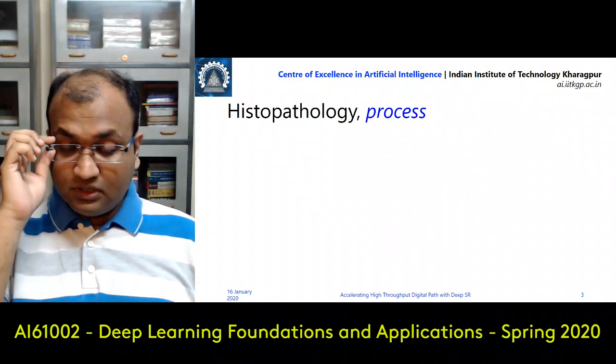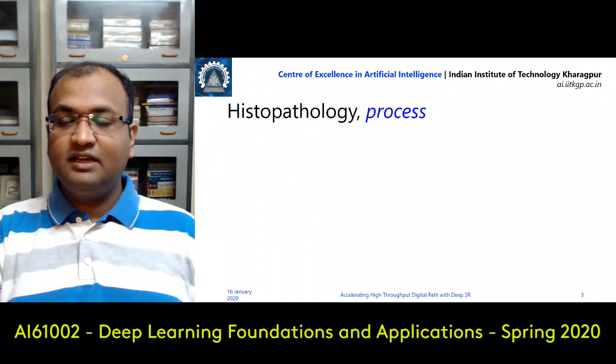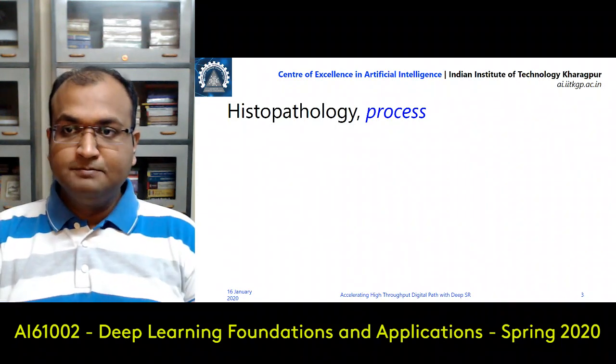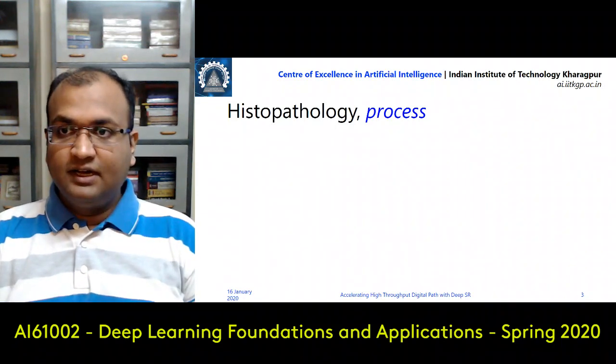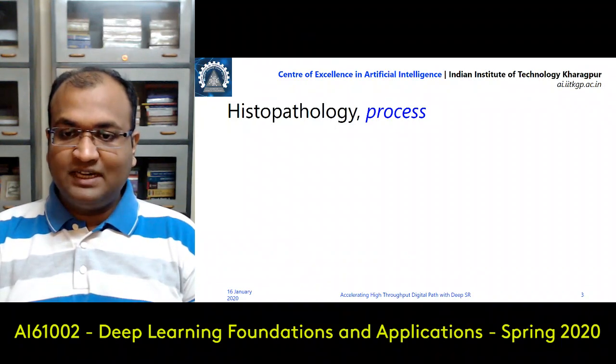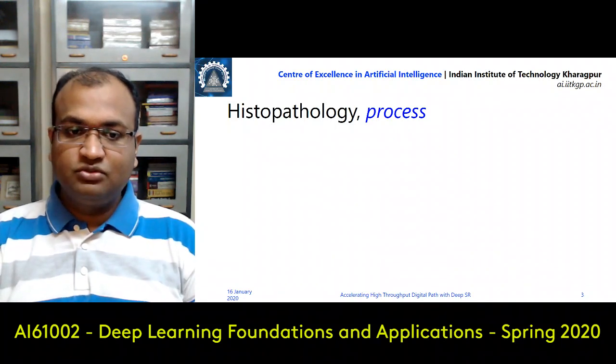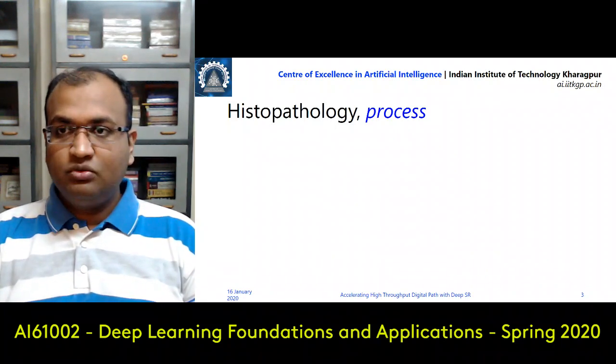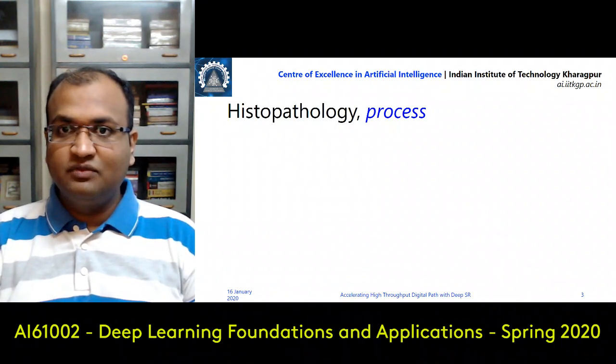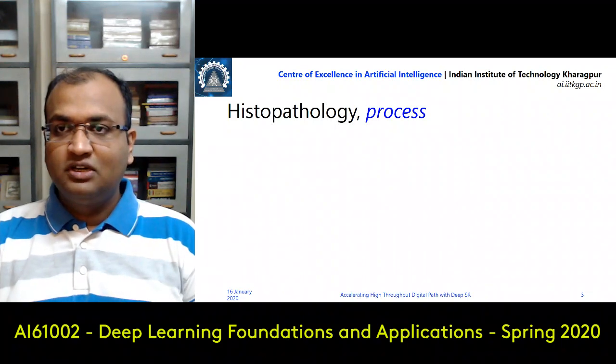Before that, what is this whole process which is used over here? That particular science is called histopathology. Histopathology is the science of study of tissue. Histo is tissue and pathology is disease. Essentially, histopathology means the study of disease in soft tissues of the human body.